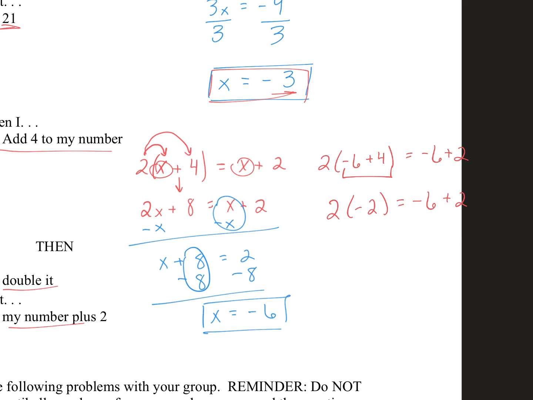2 times -2. A positive number times a negative number is going to be negative. So 2 times -2 is -4. And then -6 plus 2, that's also going to be -4. So that works, that checks out. So that means that this is my real answer.